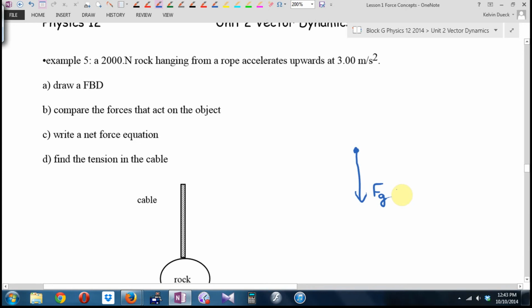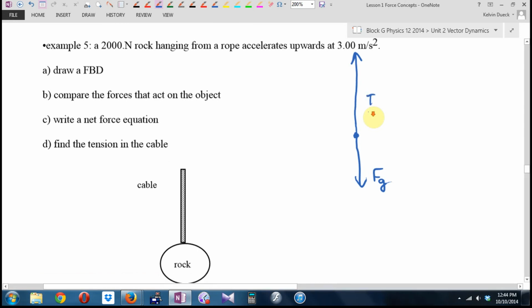What other forces are acting on this rock? The rope, and we've decided that we're going to call the rope what? Tension. Now, before I draw it in, which way is the rock accelerating? Up, down, or not accelerating? Up. So which force must be winning? Up or down? Up. And that's going to be tension. I'm going to exaggerate tension very long so that I can clearly see that it's winning. I did A and B together because B said compare the forces that act on the object. I did do that with my arrow lengths.